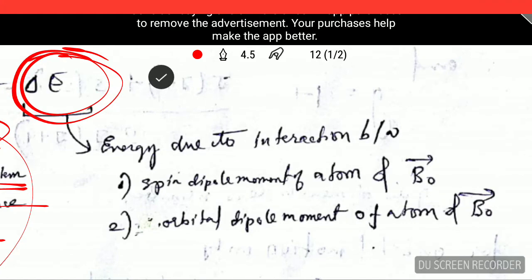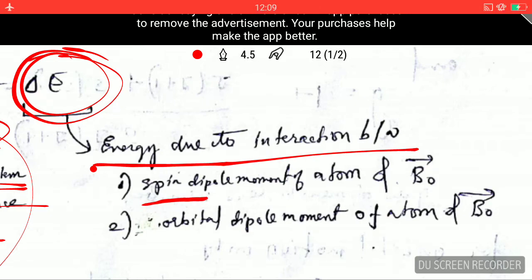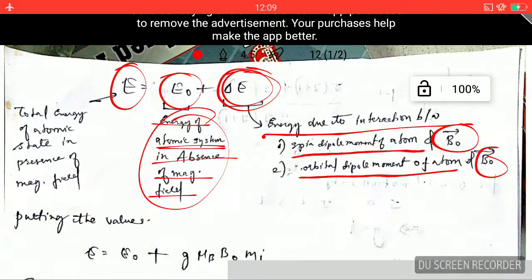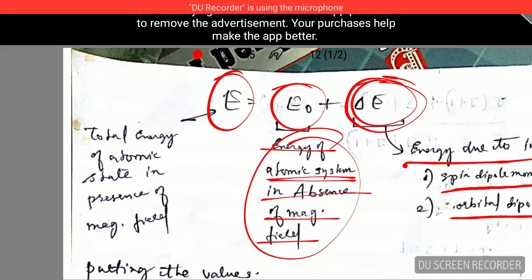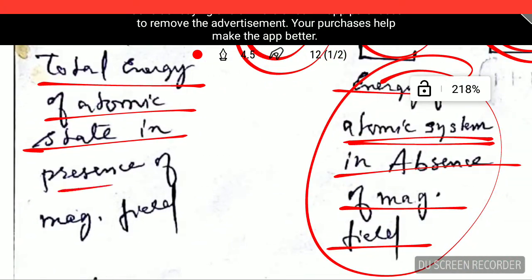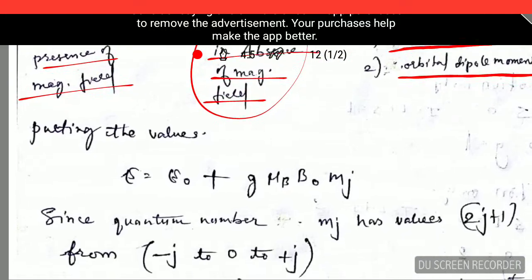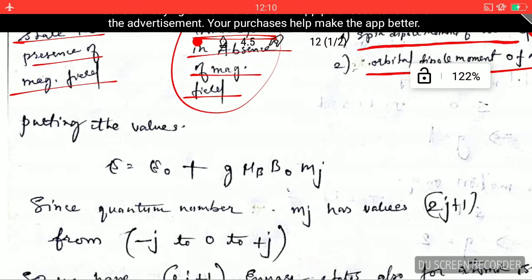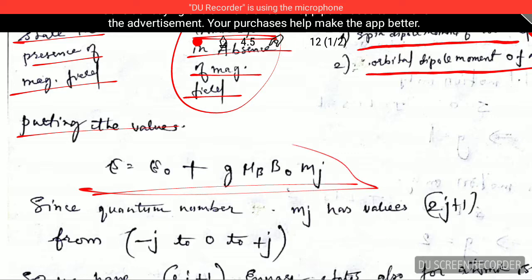So delta E is the sum of energies: the energy due to interaction between the spin dipole moment of the atom and the magnetic field, plus the orbital dipole moment of the atom and the magnetic field. This E is the total energy of the atomic state in the presence of the magnetic field. Now putting in the value of this interaction energy that we have already calculated, we get this equation.